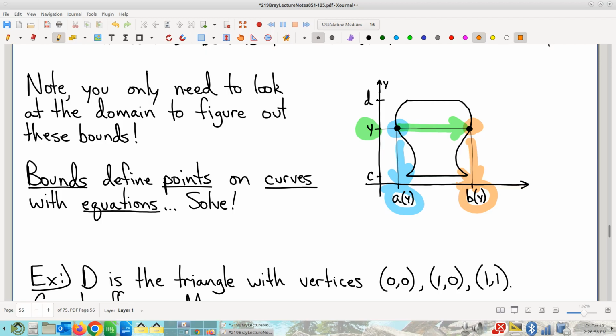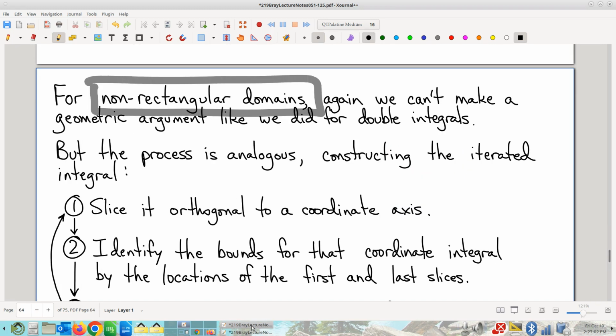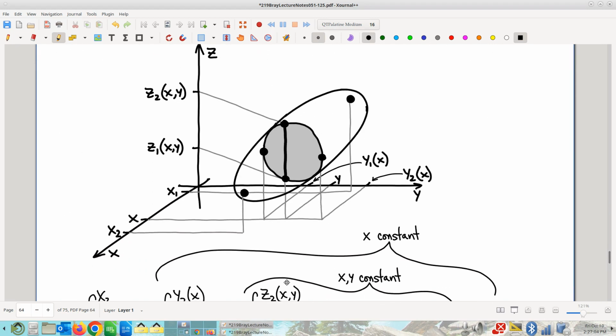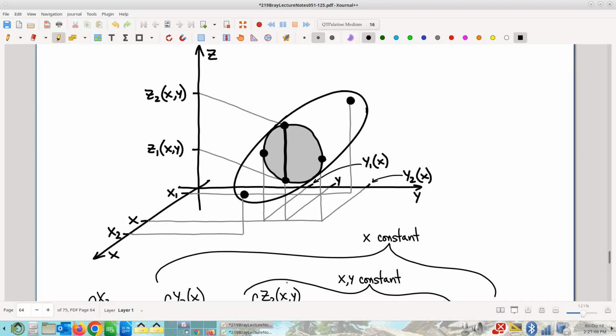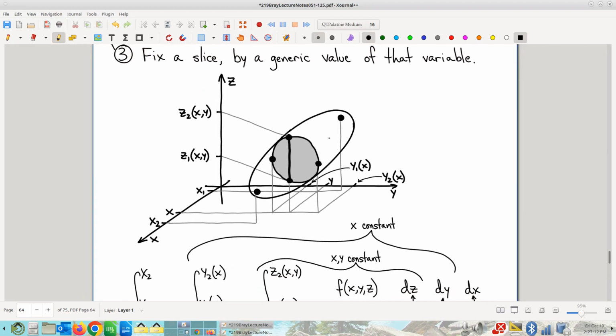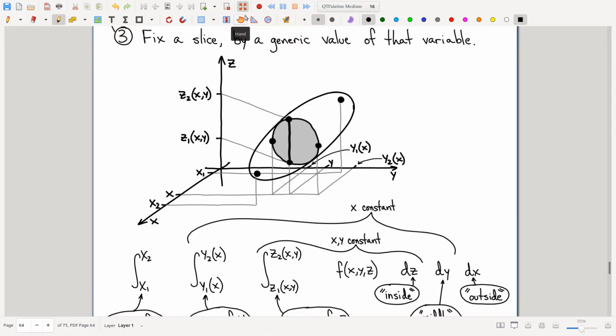And it's thankfully exactly the same process for triple integrals. And I think this is easiest to see just by an actual geometric example. So let's do this real quick, and we'll call it a day. Call it a week.